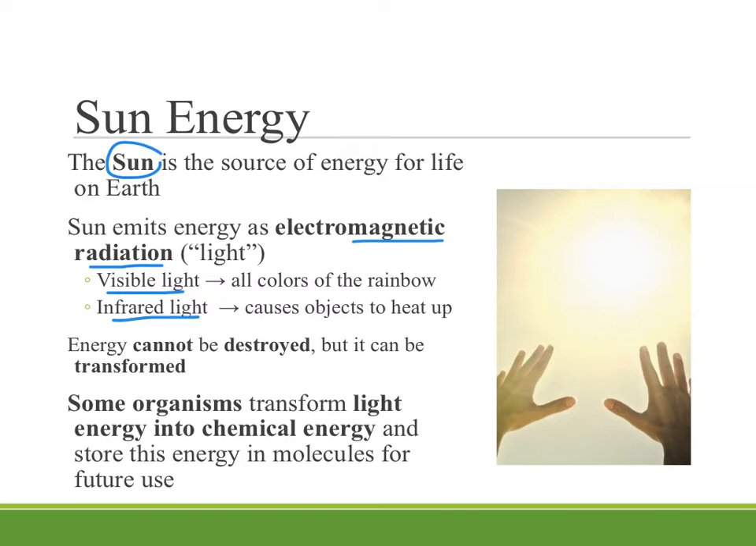Now, all types of energy cannot be destroyed, but they can be transformed. They can be changed into a different kind of energy. And so this is important because some organisms can transform this light energy from the sun into chemical energy that is stored in molecules, and then that chemical energy is what organisms can use to power their life activities.